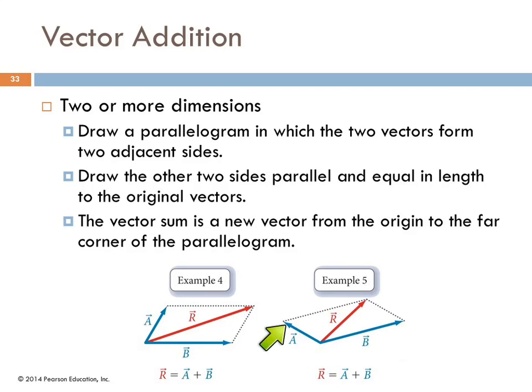Here's a different example. You just draw them, and then you complete the parallelogram, and adding them together is from the corner you're starting at to the opposite corner. Any questions?